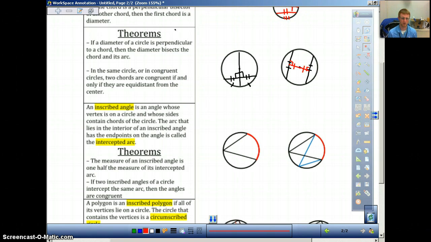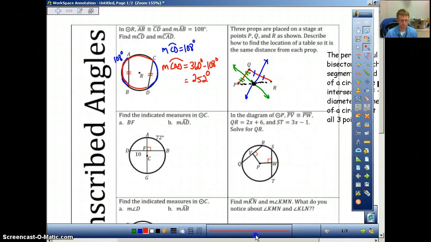It's really important for you to keep these foldables because that's going to give you all these theorems. So when you're working on your work, you'll use them and you'll realize which theorem you need to use, and then it's a pretty straightforward process. Okay, so let's look at these examples.